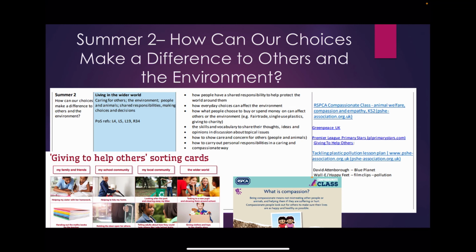The children look at their responsibility for protecting the environment and how choosing how to spend money could also affect the environment, and how to show care and concern for others with both people and animals. Our resources for this are taken from the RSPCA website, where we look at compassion. We also look at resources from Greenpeace and clips from David Attenborough's videos such as Blue Planet.